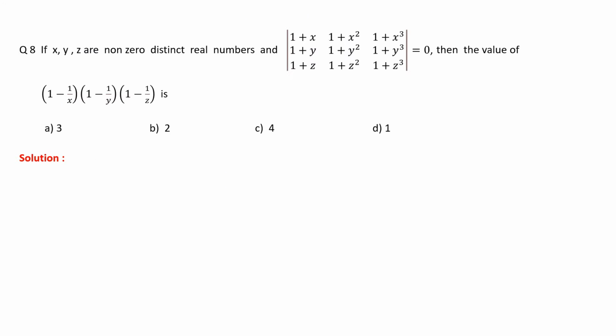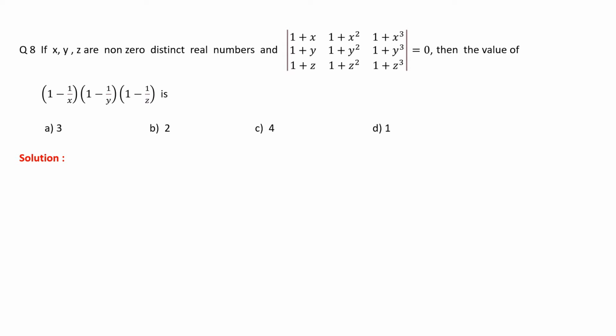Now students, this is a fantastic problem on the topic of determinants. The question says if x, y, z are non-zero distinct real numbers, that means neither the value of x, y, z is 0 nor they are equal. And we are given the value of this particular determinant as 0. And we have to evaluate the expression 1 minus 1 by x into 1 minus 1 by y into 1 minus 1 upon z. Right? Now, as it is very much clear from the problem that we have to use properties of determinants and get the value of this expression.